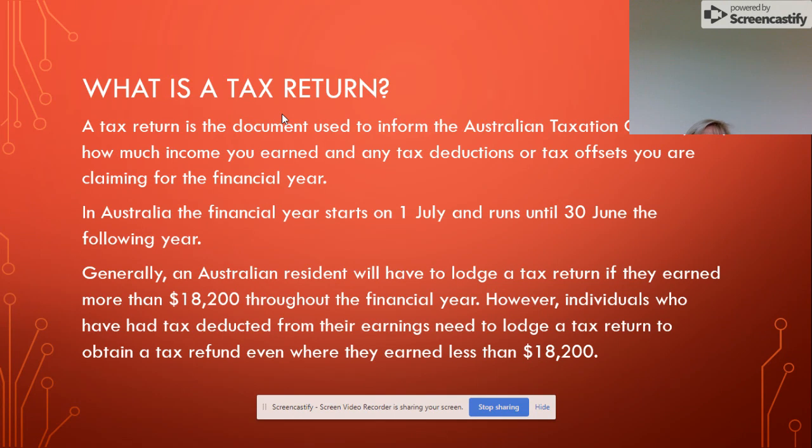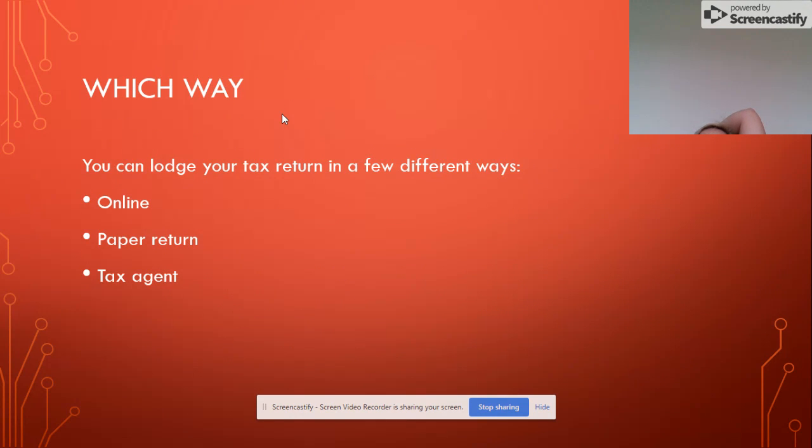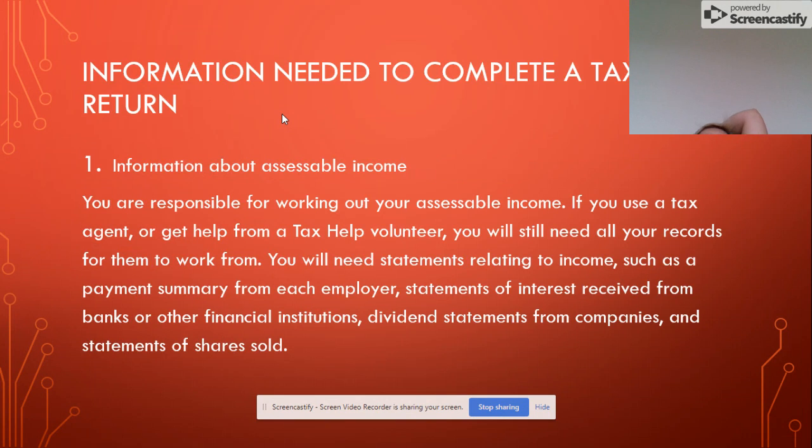Generally, an Australian resident will have to lodge a tax return if they've earned more than $18,200 throughout the financial year. However, individuals who've had tax deducted from their earnings need to lodge a tax return to obtain a tax refund even when they earned less than $18,200. So if within that year you did at points have some tax taken off, then you have to fill out one. You can lodge your tax return in a few different ways. You can do it online, you can do it on paper, and you can go to a tax agent and they'll do it on your behalf.